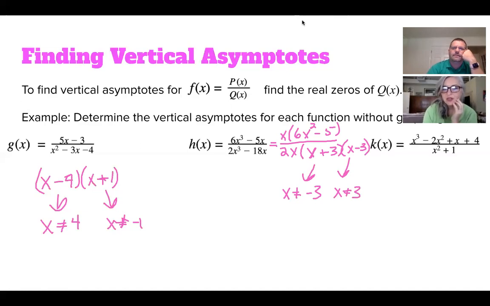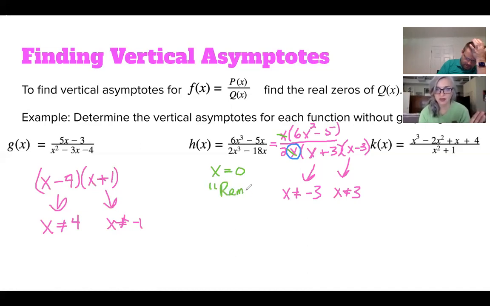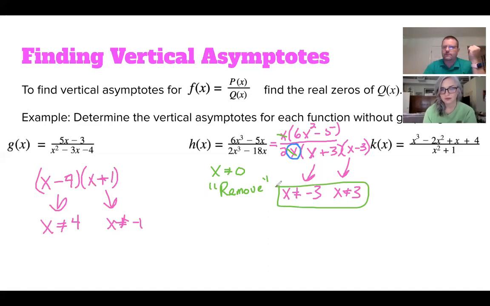You might be tempted to say that x equals 0 is also a vertical asymptote, but it's removable because x divided by x is 1. And so we know there's some funny business happening at x equals 0, but it turns out that that's just a hole in the graph. It's not a vertical asymptote. Okay, we can remove x equals 0. So that's not one of our answers. So -3 and 3 are our only answers. Right. Only asymptotes. Okay.